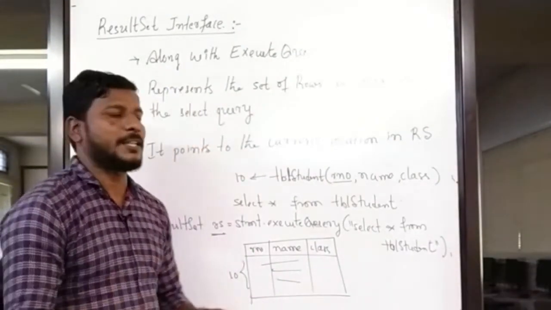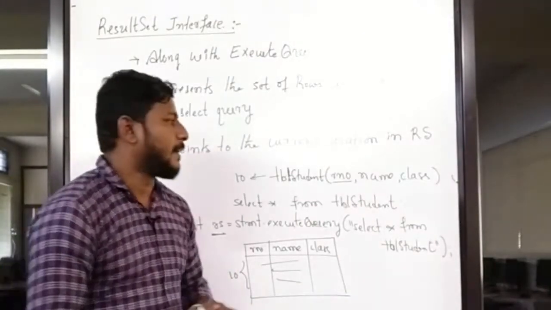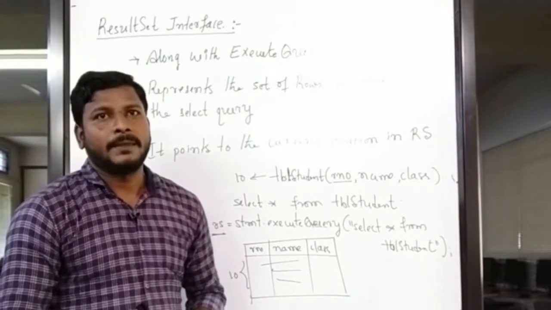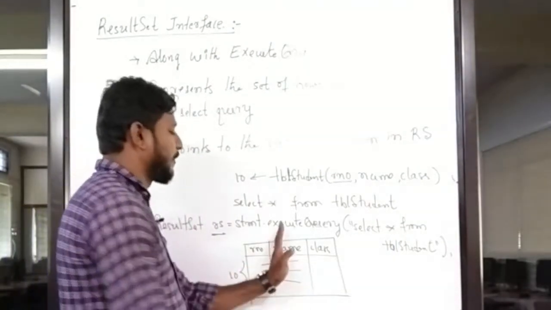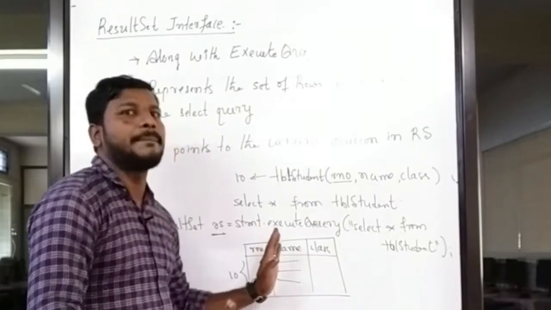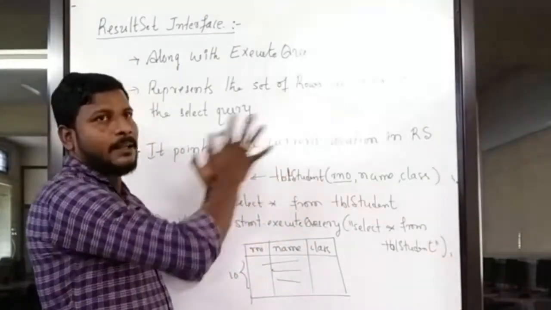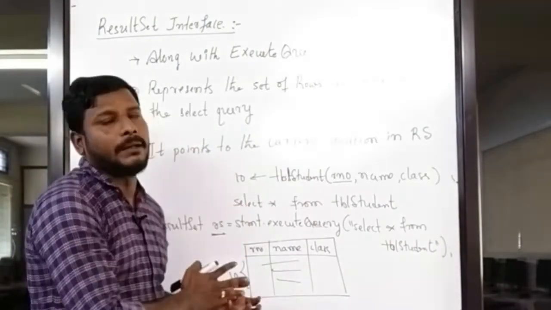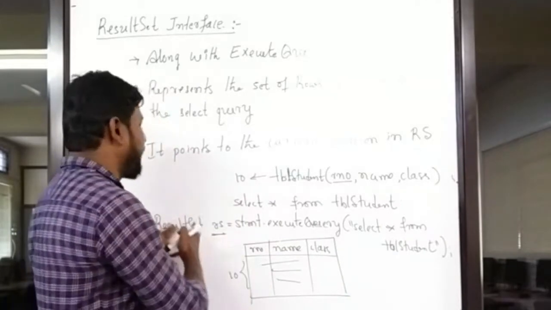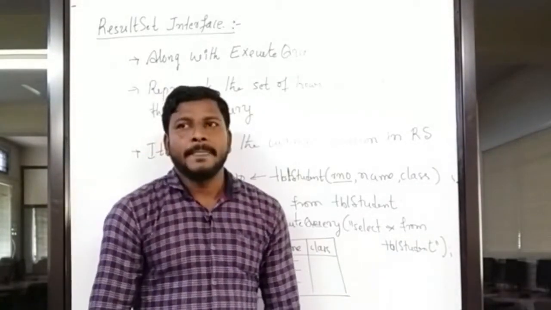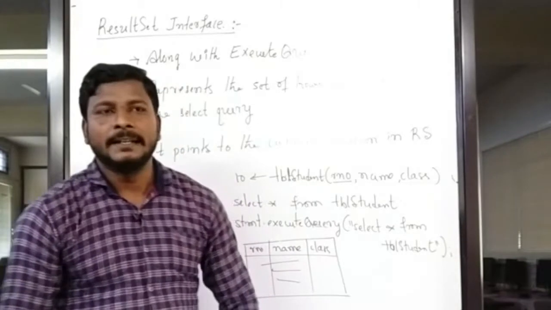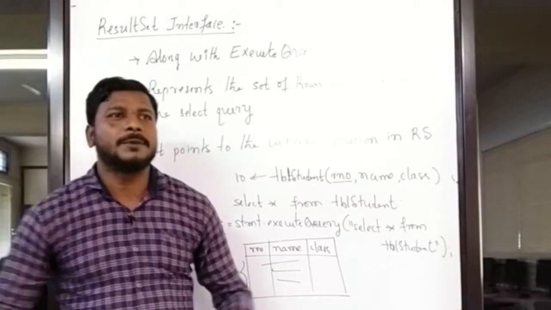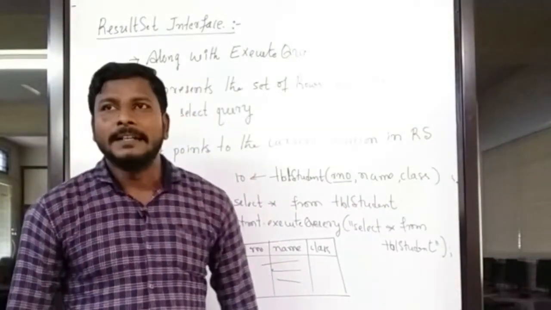For example, if you executed a query like select RNO from TBL student, then you will get a table which contains only one column, RNO. It depends on the query you are executing, it is not an exact copy of the table. Whatever the output of the select query is, only that is copied to the Java program, and that will be identified as the result set. Understood? So after the execution of the select query, the data is stored in your Java application in the form of a result set.